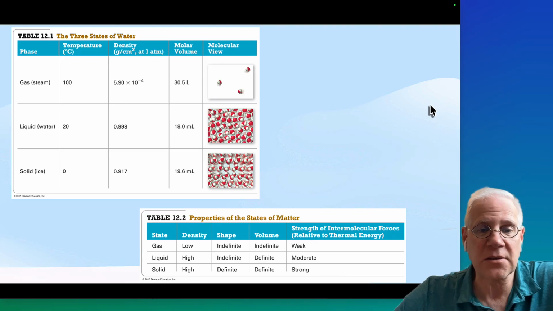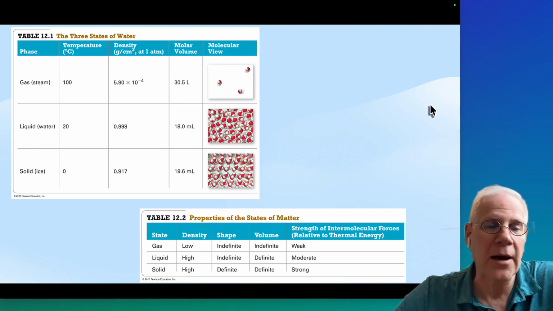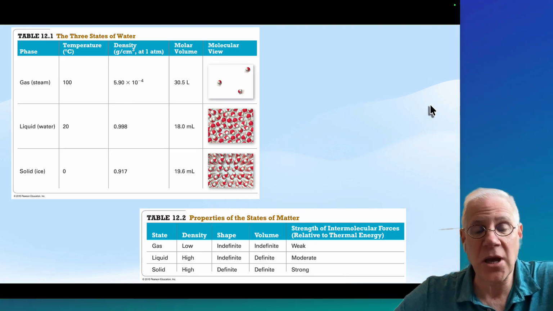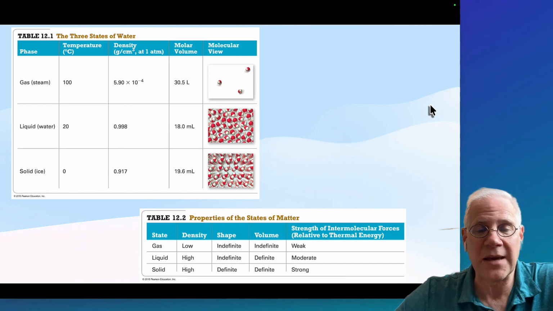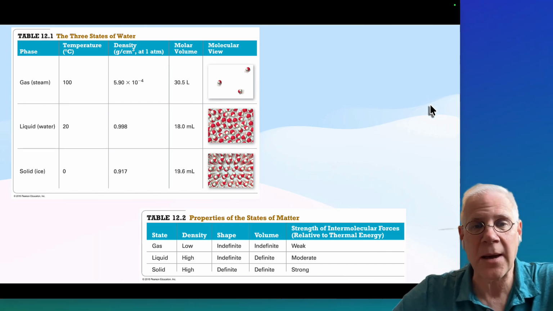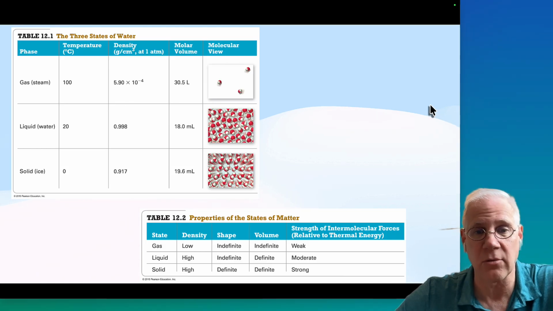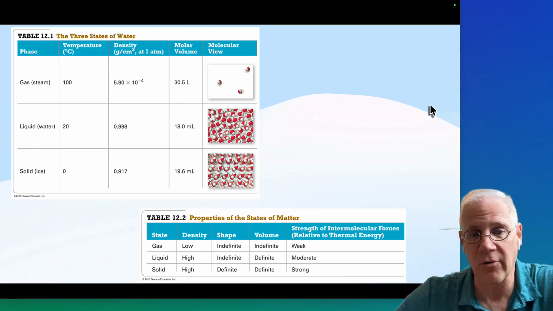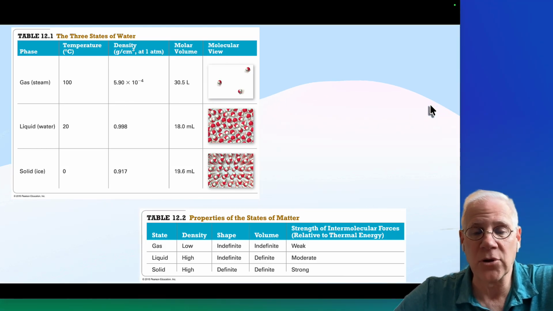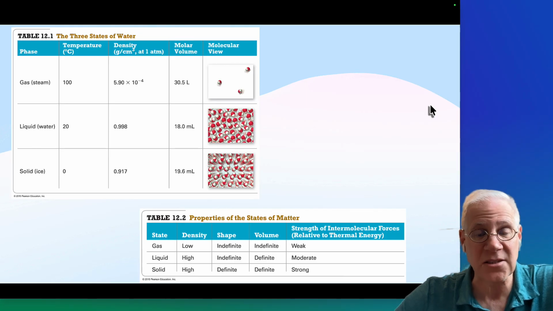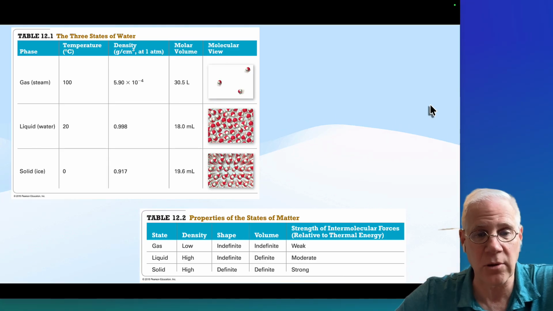Now, in a liquid state, the density, I wouldn't have said high, I would have said medium. Its shape is indefinite. A liquid will take the shape of whatever container it happens to be in. If you put it in a cube, it's going to be a cubic volume. If you put it in a cylinder, it's going to be a cylinder volume. If you put it in a star, it's going to have a star volume. However, you can't change what the volume is. If you have 5 milliliters of water, it doesn't matter what container you put it in, you're going to have 5 milliliters of water. If you put it in a 15 milliliter container, you still only have 5 milliliters of water.